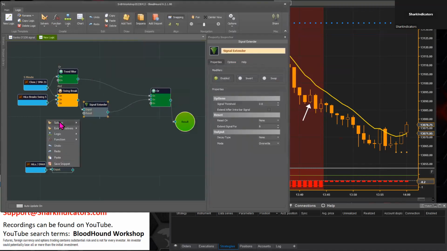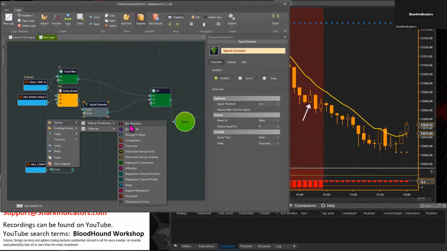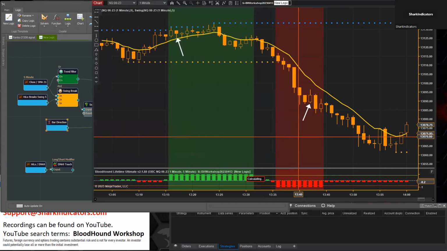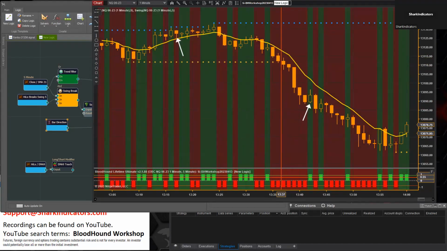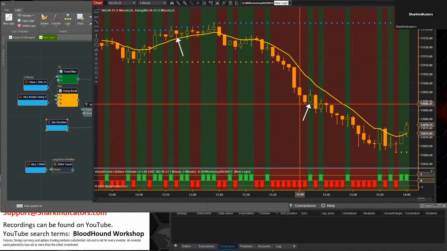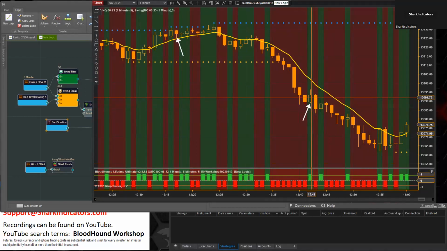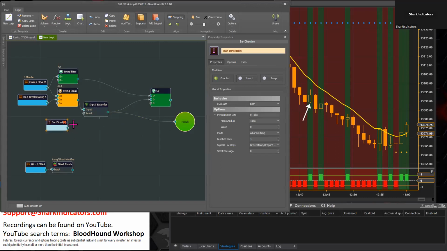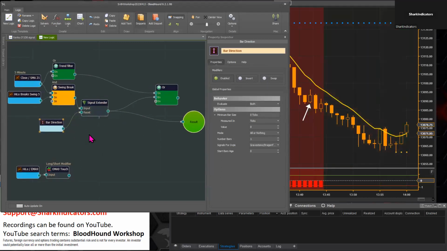So we can take a bar direction solver here. But look at this: as long as we have a short output identifying down bars, then we're good. But if we get a long signal here, or this up bar, that's when we need to turn off the signal extender. So let's look at that. Let's connect this into the reset.